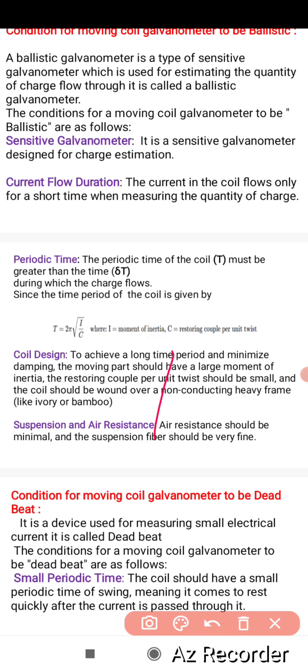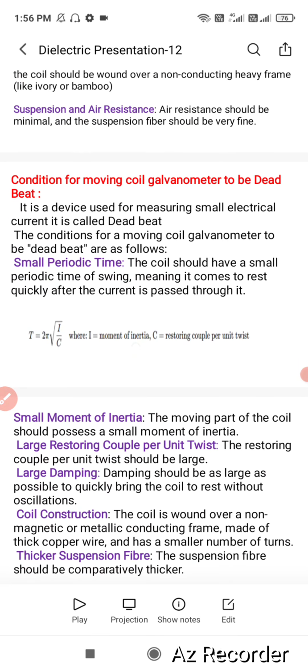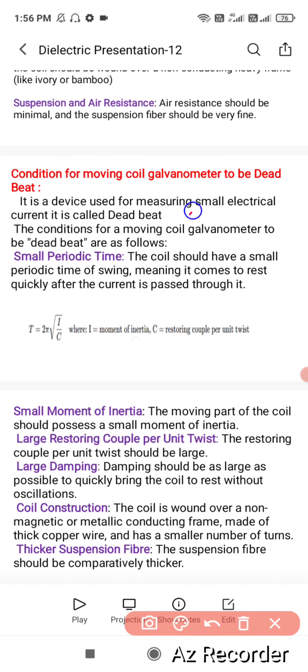Now we see the moving coil galvanometer condition for deadbeat. Deadbeat is a device for measuring a small electrical current. The conditions for a moving coil galvanometer to be deadbeat are as follows. Small periodic time: the coil should have a small periodic time of swing, meaning it comes to rest quickly after the current is passed through it.